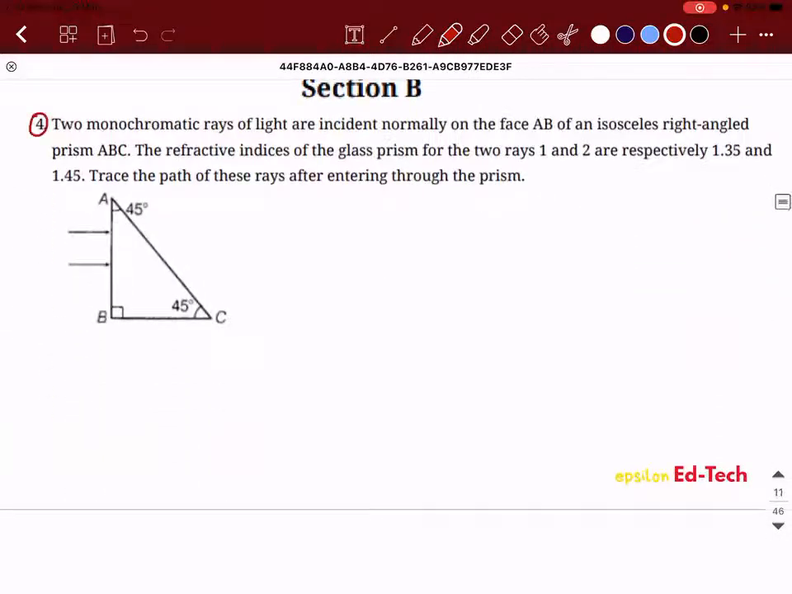Two monochromatic rays of light are incident normally on the face AB of an isosceles right-angled prism ABC. The refractive indices of the glass prism for the rays 1 and 2 are respectively 1.35 and 1.45. Trace the path of these rays after entering through the prism. So how to solve this, guys?